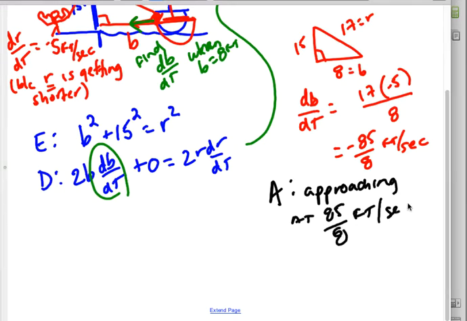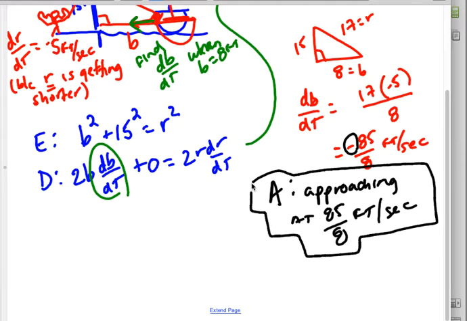And you could certainly turn that into a decimal if it's a calculator section. But the negative is because B is getting shorter. But the word approaching covers that, right? The word approaching implies that the boat is getting closer to the dock, so I don't need the negative in my answer. Cool.